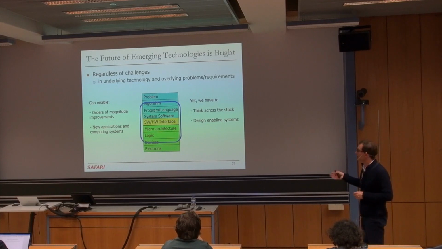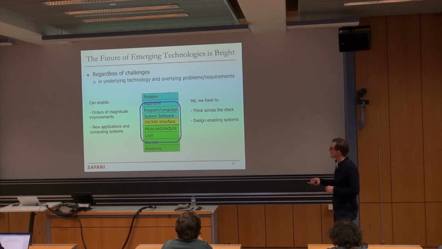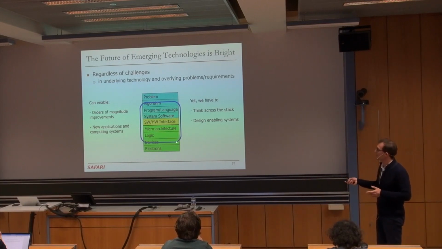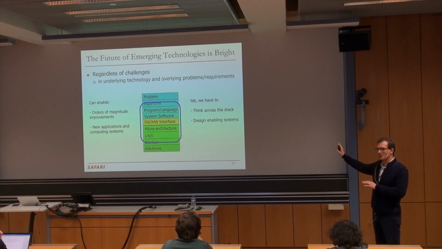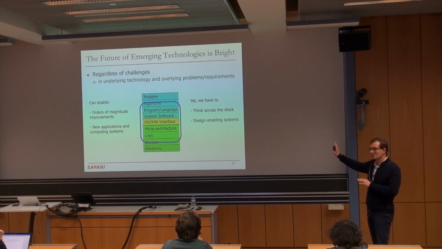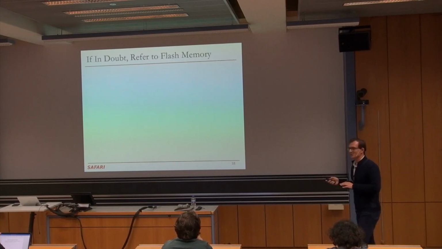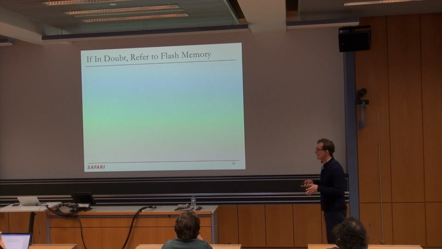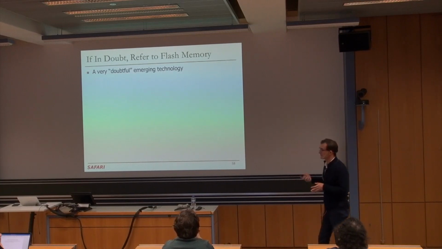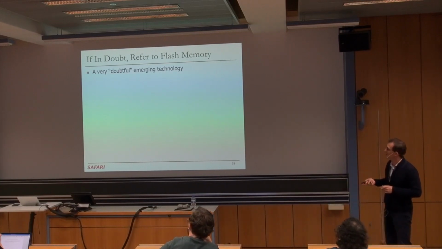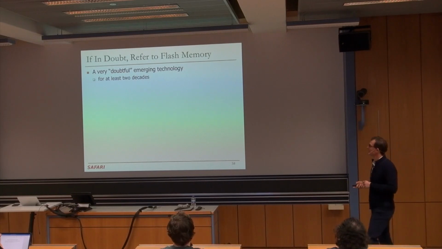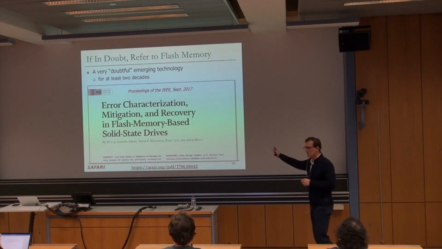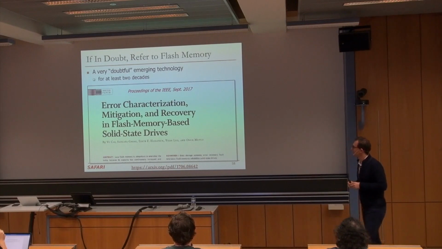Because a lot of the things that we've described so far, there's nothing that's at a single level, really. You need to do multiple things at the software-hardware interface, as well as at different layers. If you remember, I used the exact same slide for processing in memory also. If you're in doubt about emerging technologies, refer to flash memory, right? This was a very doubtful emerging technology for at least 2 decades. But it has emerged, and we're going to talk a lot more about this paper in a little bit.